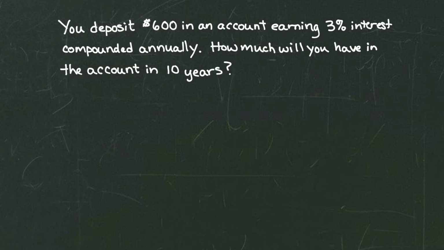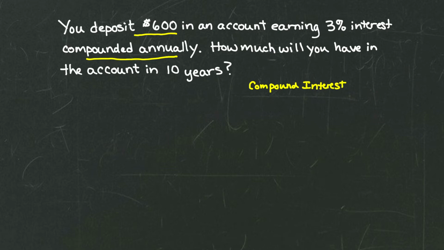Notice we make a deposit of $600 into an account, so that's one deposit, and the account earns 3% interest compounded annually. Because I have the combination of one deposit and compounding annually, this means I want the compound interest formula. So I'm just going to write down my compound interest formula, and let's see if we remember what that is.